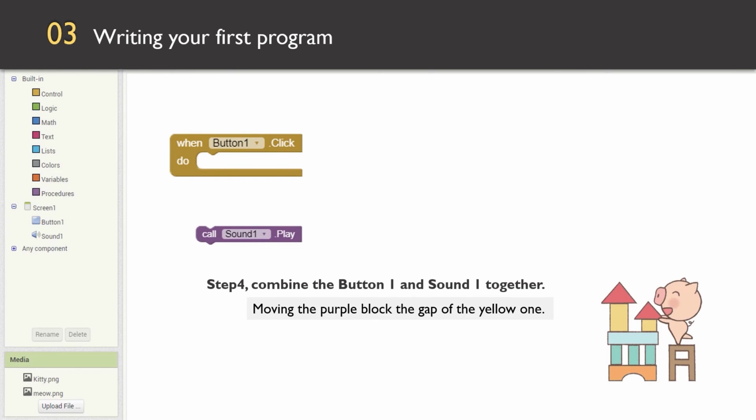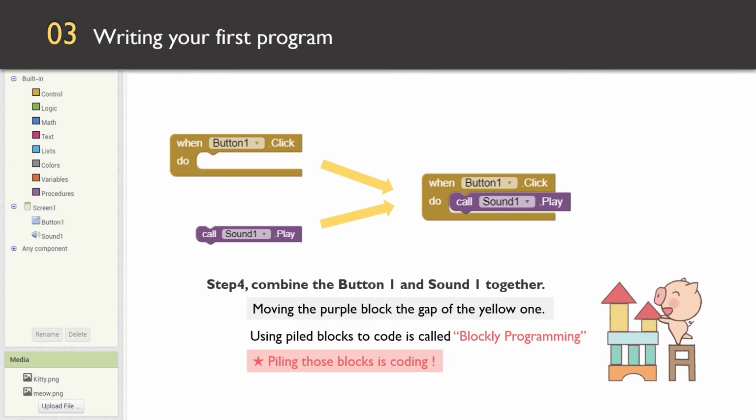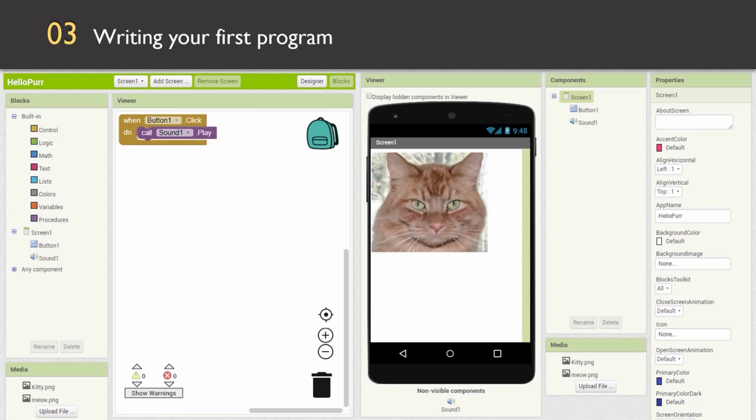The last step is to drag the purple block called sound 1 play to the gap of the yellow block. When you do this, it will make a click sound, which means that the combination is allowed in AI2. This is a simple code from AI2, and we just finished our first program. You may compare your own work to this screenshot to verify your results.